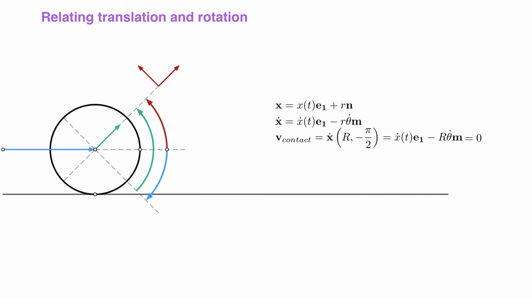Also note that if we just rotate the n and m vectors, we can see that the m vector at the point of contact is just equal to E1. So we plug that in, and then we are going to dot it with E1, and we're going to have a relationship between x dot and r theta dot.